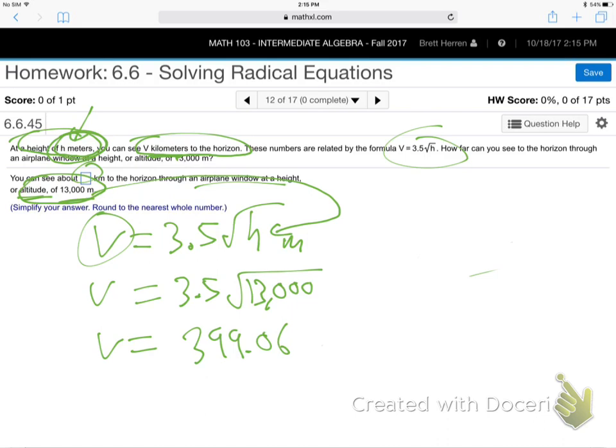Looks reasonable, yeah. They said round to the nearest whole number, so we'll just say 399. You can see about 399 kilometers, almost 400 kilometers. Kilometers are a little smaller than miles, so that might be 250 miles, something like that. If it's clear up there, you're in the plane, 13,000 meters high, you can see 250 miles. Kind of a neat little relationship, huh?